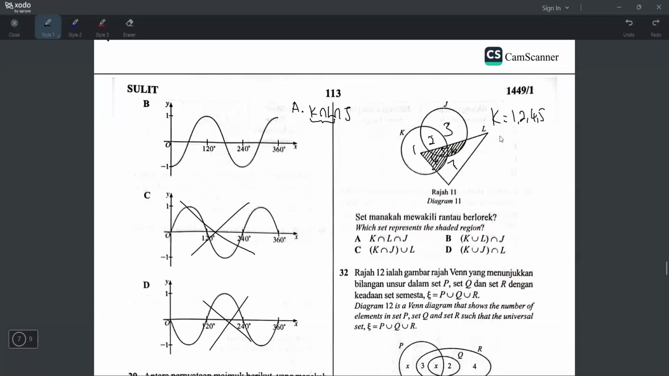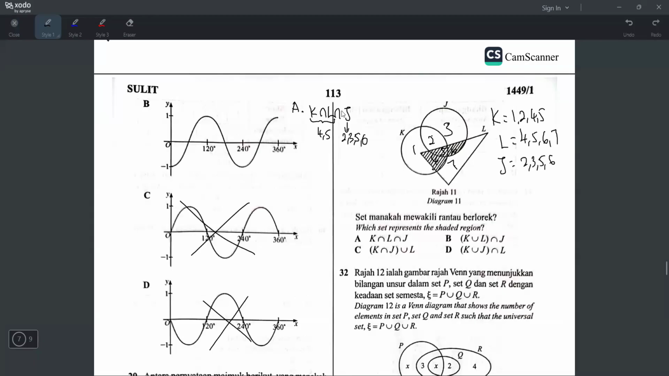Okay. And then L, dalam L ada apa? L is the triangle lah. So 4, 5, 6, 7. And since you are finding the intersection, you pilih yang sama, yang dua-dua ada lah. Intersect means you ambil yang dua-dua ada. So 4 and 5. Okay, but belum siap, I have to intersect with J. Okay, J is this circle. So this circle is 2, 3, 5, 6.